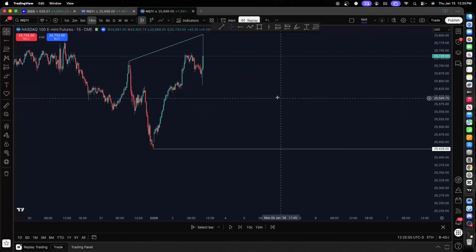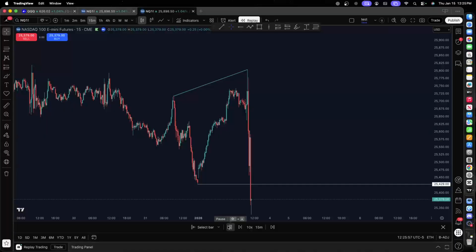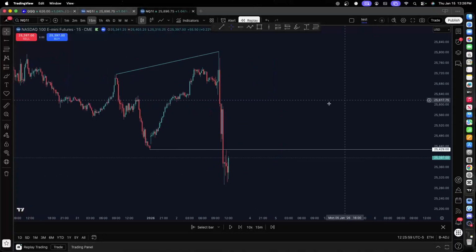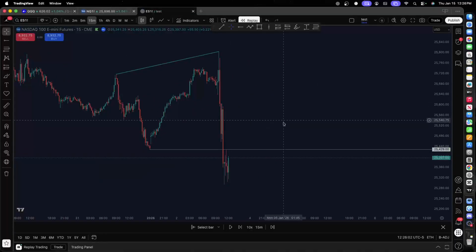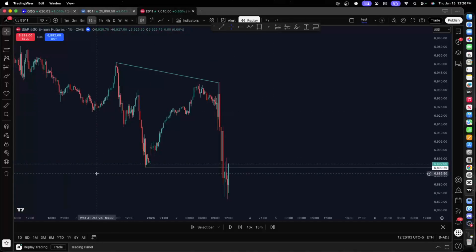So, if we let it play out real quickly, bam, you smash through and take out the SMT on both. That's a completed SMT.